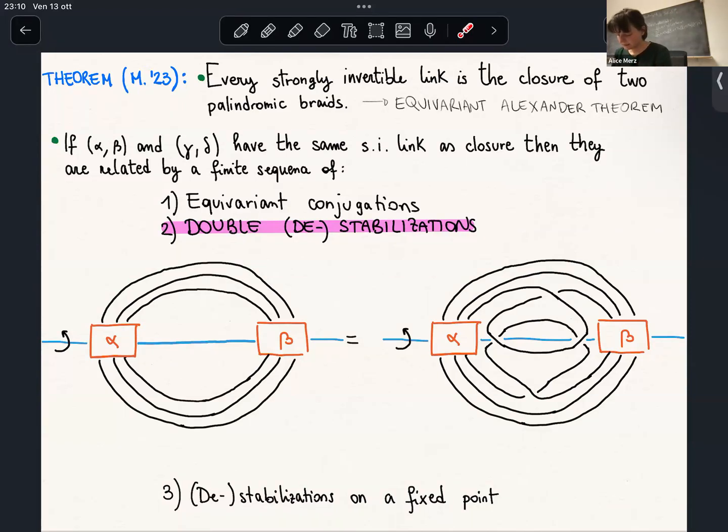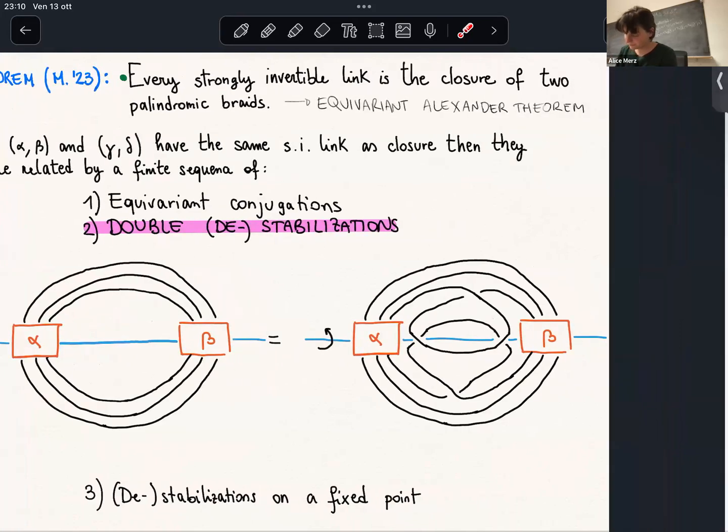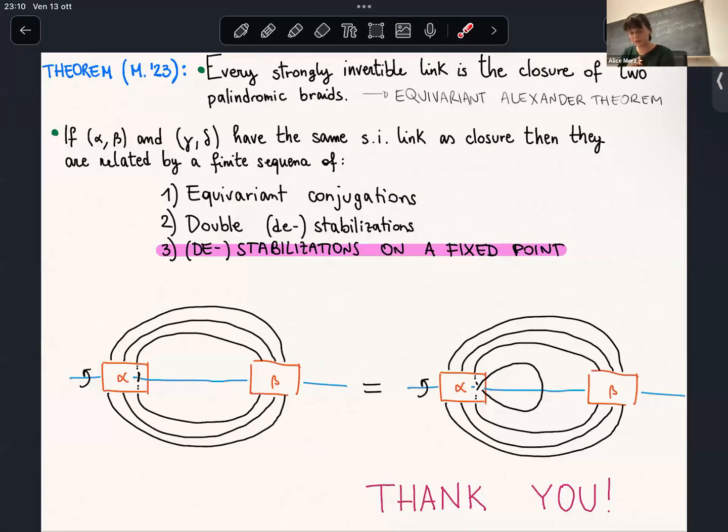And the last move is stabilization on a fixed point. So here, if in alpha I see a fixed point of tau, so a point that is just on this axis, so it's not moved by the rotation, I can exchange it with a curl like this. And in this way, I obtain all the moves I need to say that the two closures are actually isotopic in an equivariant way. So this is the end of my talk.